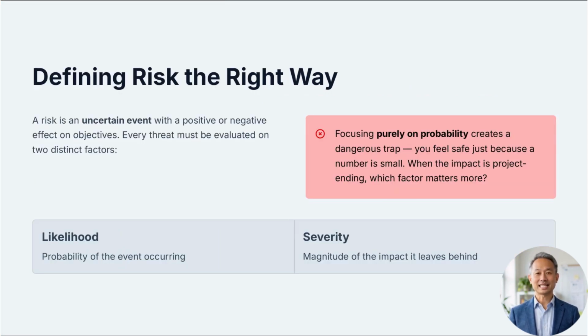In professional certification exams and real-world delivery, we define a risk as an uncertain event that has a positive or negative effect on our objectives. Proper risk assessment requires evaluating every threat in terms of two distinct factors: the likelihood of it occurring and the severity of the impact it leaves behind. Focusing purely on the probability creates a dangerous trap where you feel safe just because a number is small. As a knowledgeable colleague, I am telling you that you must ask which factor is more important when the potential impact is literally project ending.